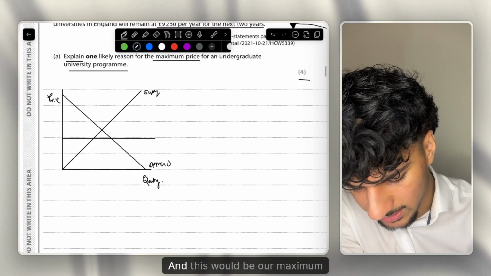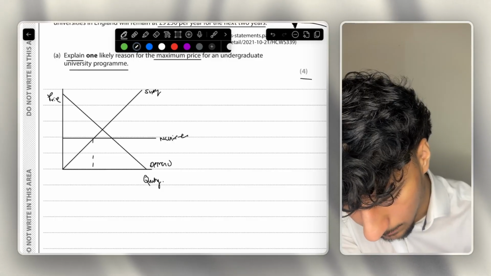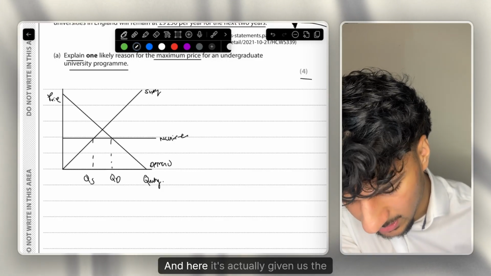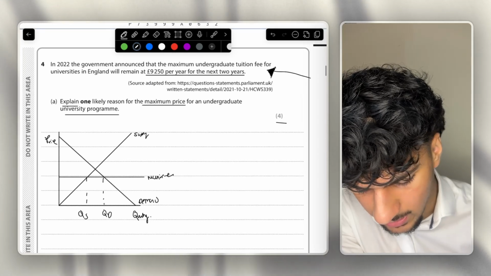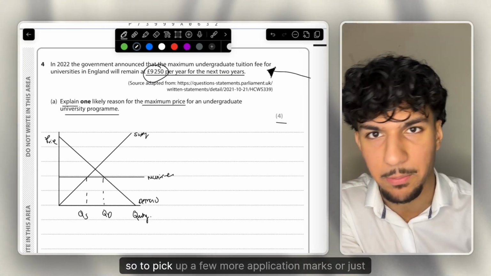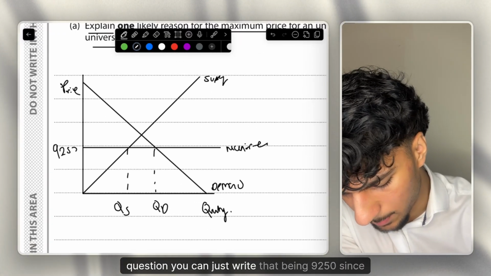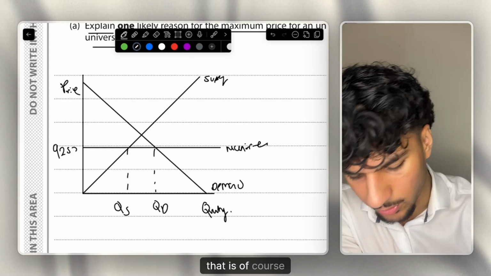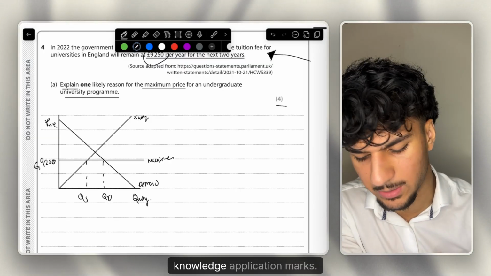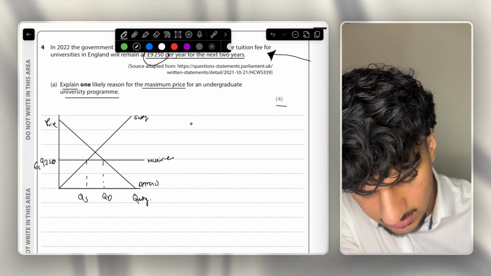But yeah, of course, this would be our maximum price, and you can label on that QS and that would be QD. And here it's actually giving us that tuition fees will remain at 9,250 a year. So to pick up a few more application marks, or just the one application mark in this question, you can just write that being 9,250, since that is of course the value of the maximum price. So that would pick up most of your content knowledge application marks, but just to make it a bit more straightforward, I'm just going to define firstly maximum prices.